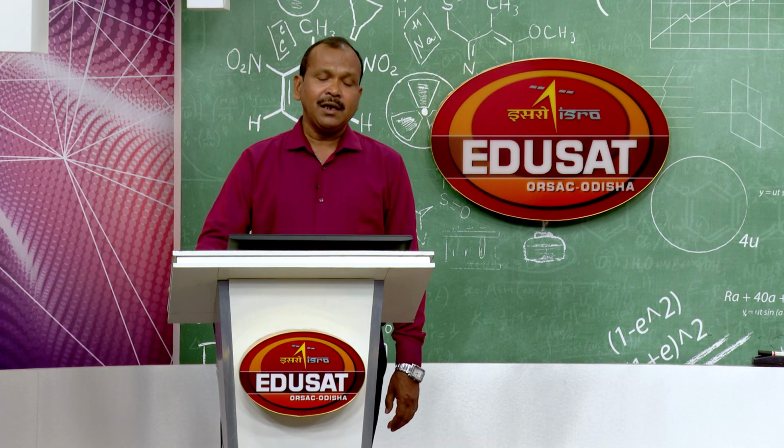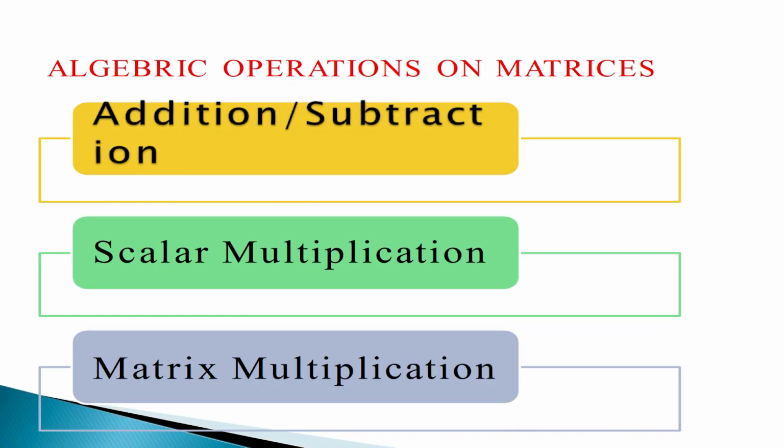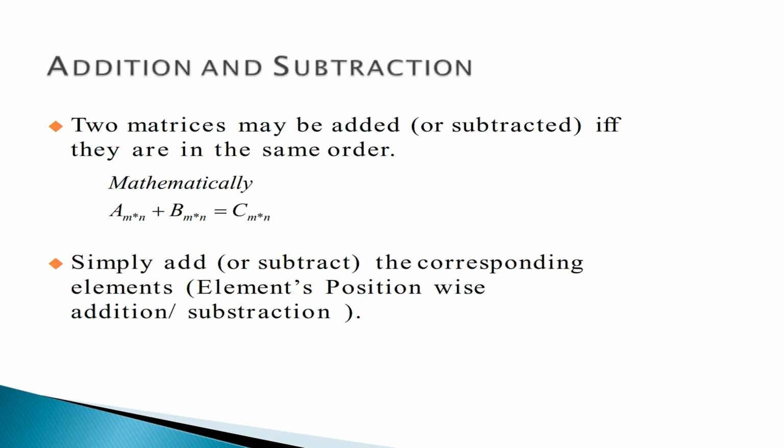Next is algebraic operation on matrices. Generally, algebraic operation means addition, subtraction, multiplication and division. Here, algebraic operation on matrices means we take the addition and subtraction of two matrices, scalar multiplication of matrices, and multiplication of two matrices. Addition and subtraction: two matrices may be added if they are of the same order. Then we simply add or subtract the corresponding elements.